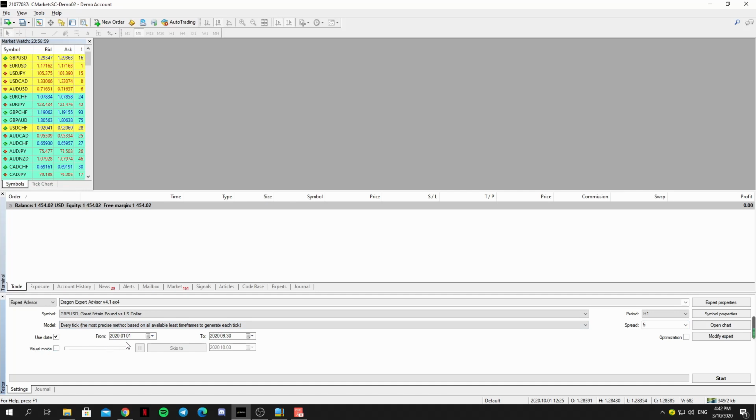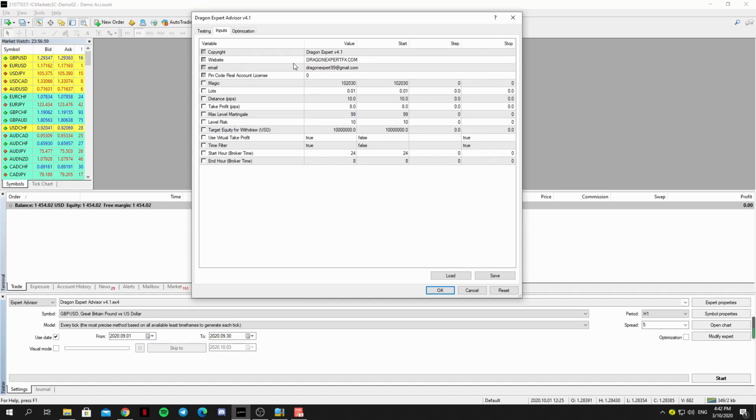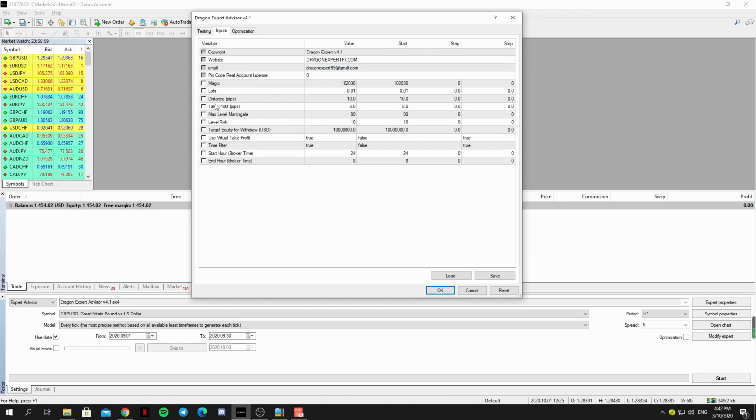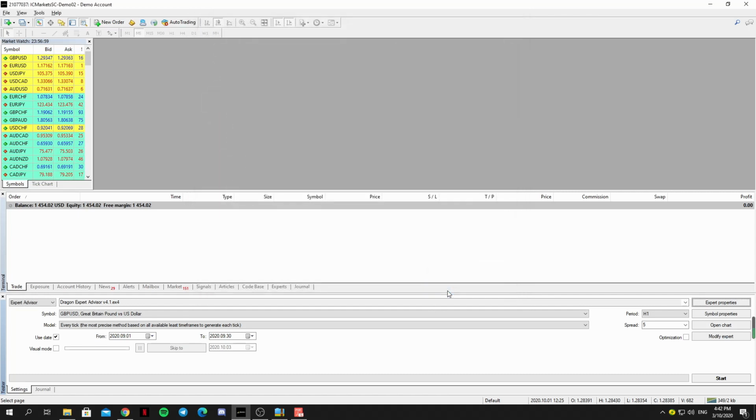For the date, we will try the most recent date, which falls in September, and let's see how the expert advisor does that month. Click on the expert properties and we will see their website and their email address. So the magic number, the lot size 0.01. I should put my initial deposit at 5,000 USD with the positions to open long and short. And the distance pips, we just use the default setting. Just double click the reset to change it back to the default setting. Okay, everything is done. This is their default setting, and we will try how this expert advisor works.